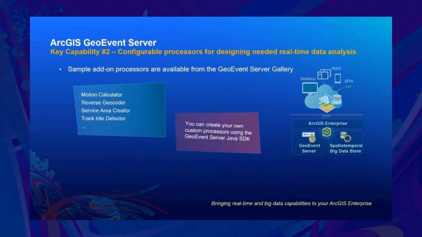You can also use our GeoEvent Server Java SDK to develop your own custom processors, or for that matter, custom inbound or outbound data connectors. The GeoEvent Server product gallery has pre-compiled samples of processors other teams at Esri have developed, such as a motion calculator, a reverse geocoder, and a track idle detector.